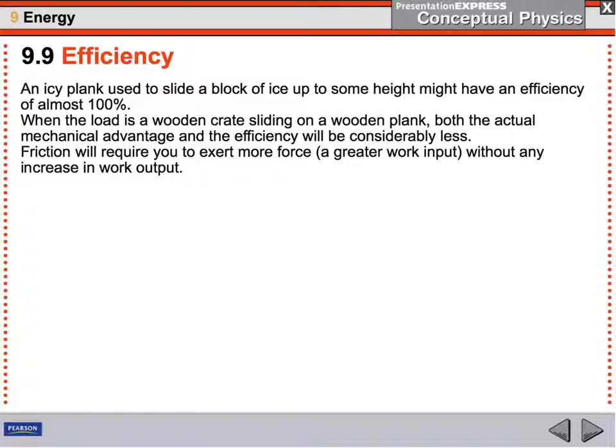Okay, an icy plank used to slide a block of ice up to some height might have an efficiency of almost 100%. When the load is a wooden crate sliding on a wooden plank, both the actual mechanical advantage and the efficiency will be considerably less. Friction will require you to exert more force, a greater work input, without any increase in the work output. So sliding ice is pretty easy to do, but if you slide wood on wood, you're going to get more friction, so you're not going to be as efficient because of the grinding between the two surfaces.